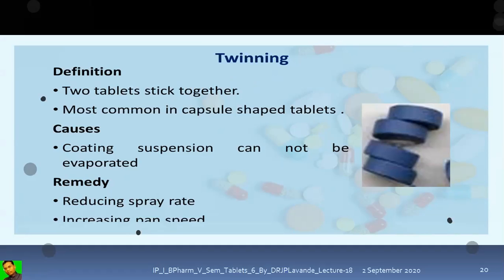And what is the remedy? Based on this cause, we can have the remedy. Either we have to reduce the spray rate of the coating solution, or we have to increase the pan speed so that the tablets come less in contact, or we have to increase the time of evaporation, or we have to increase the temperature of the hot air which is blown for the process of drying of the tablet. So that is twinning.